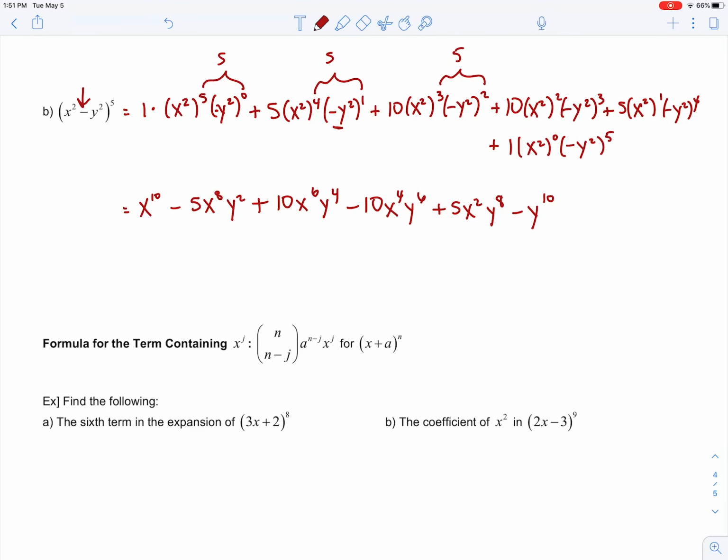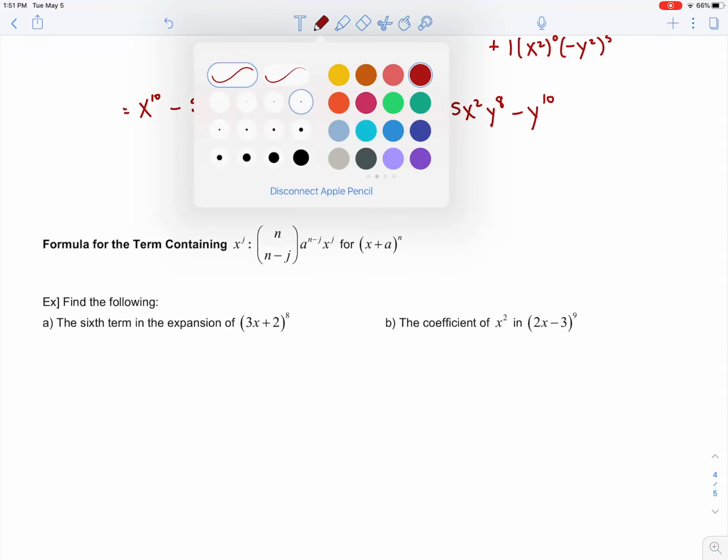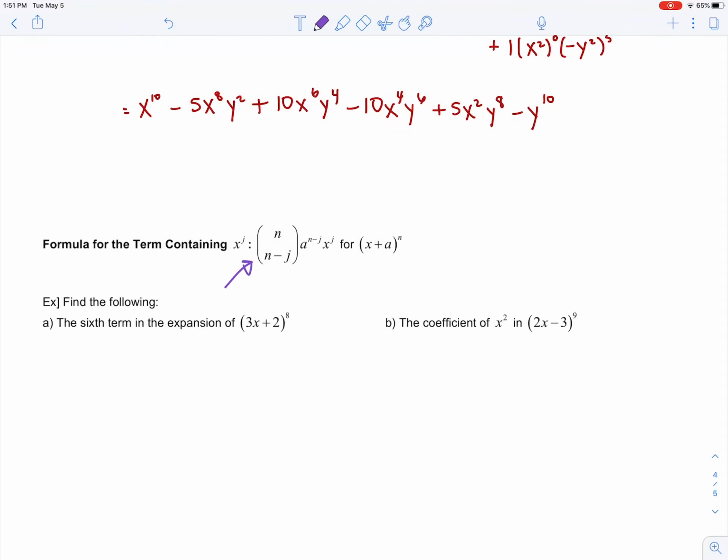Let's say you weren't interested in the entire polynomial, but you wanted to just know a specific term, especially if the polynomial is quite large. So we have a formula for that. Notice that this one you do have to use a combination. So that's this notation here, and you can use it on the calculator. You just need to find the nCr button on your calculator. I can show you how to do that as well.